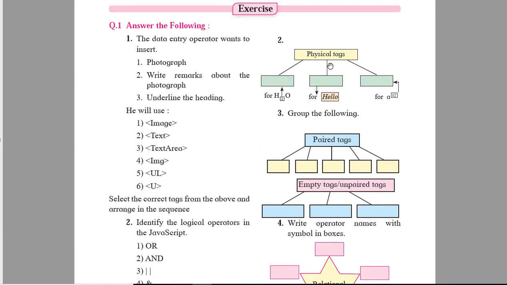Next is the physical tags. Which are the physical tags used for writing H2O? If you are writing the data at the base, that is in subscript form, then you use the SUB tag. Whereas if you want to write to the power, that is in superscript form, then you use the SUP tag. SUP is used for superscript, whereas SUB is used for subscript. And for writing this hello word in italics, you will use the italic tag. So these are the different physical tags which you all will use.